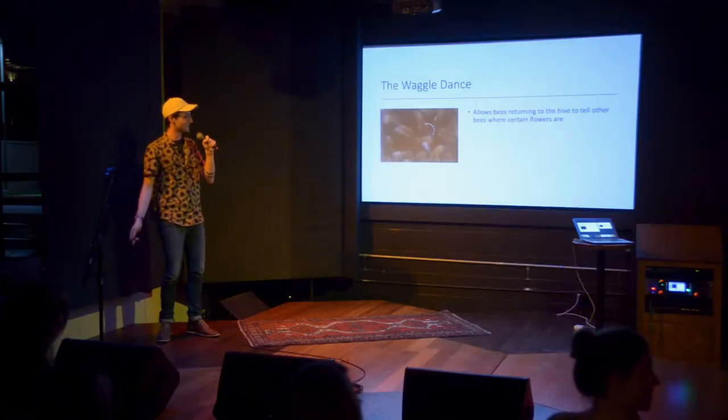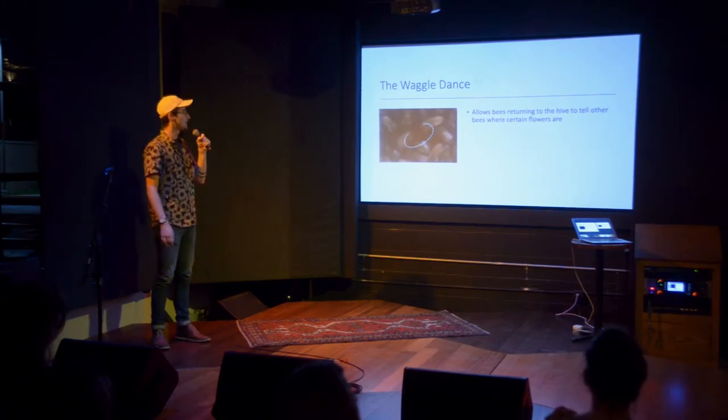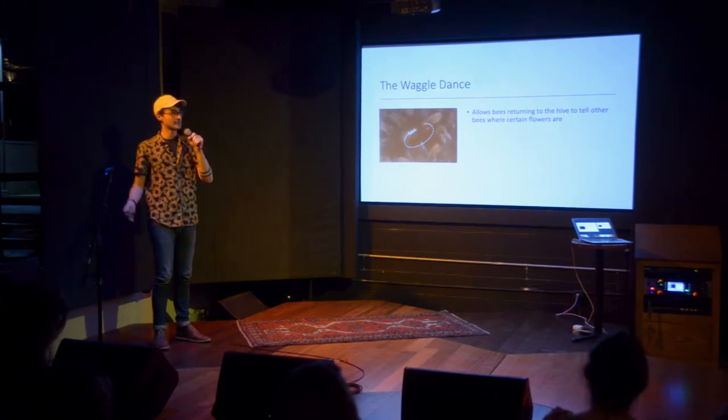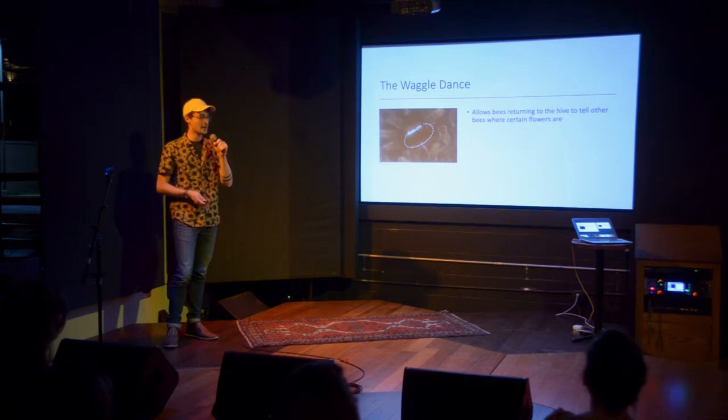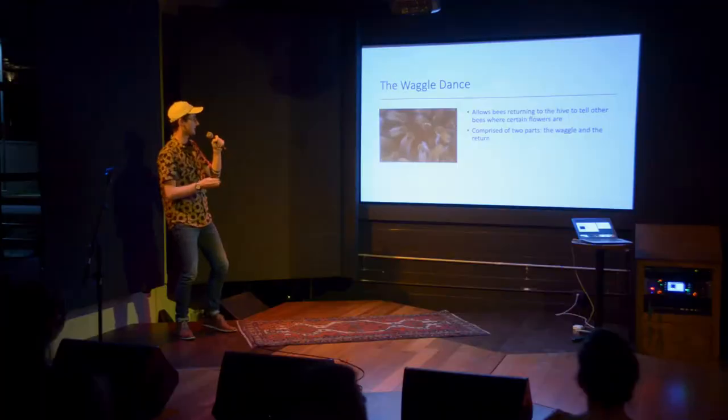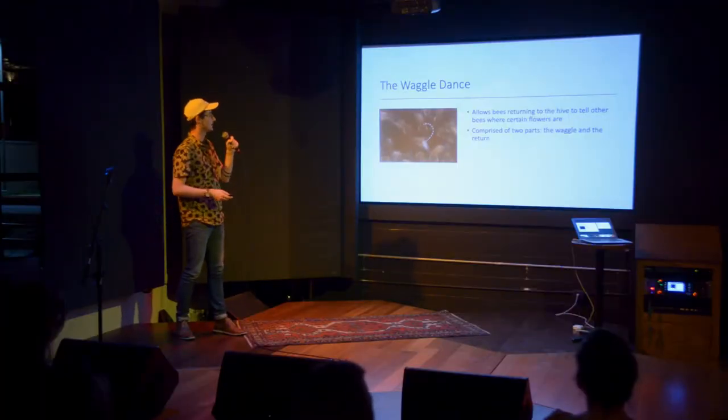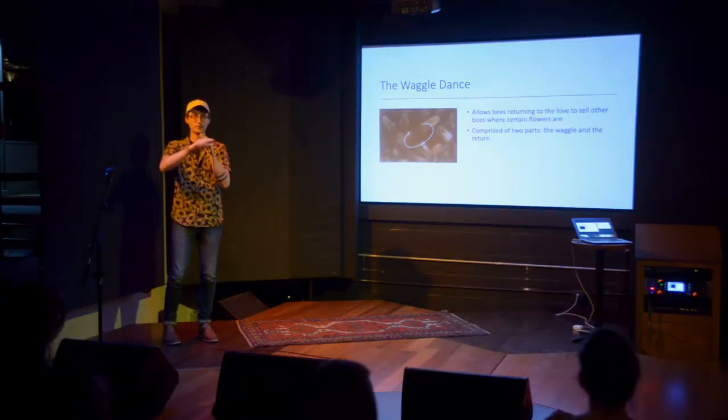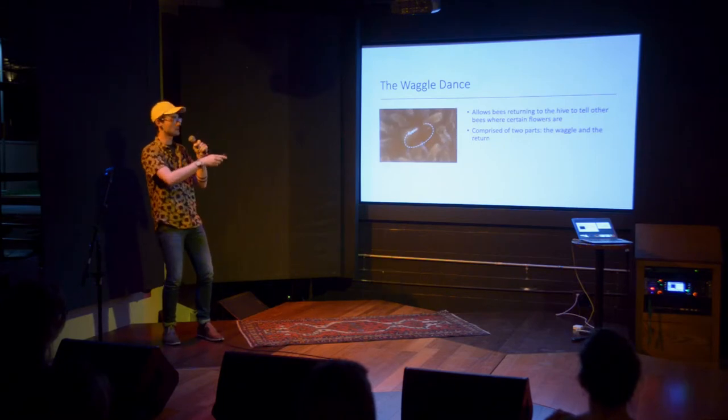To actually talk about the waggle dance a little bit, it's used for bees to tell their sisters as they're returning to the hive where the good flowers are and where they can get the good pollen and nectar. The dance is comprised of two parts. What you see right now is called the waggle. The bee's just shaking around and vibrating really quickly. And the other part of this dance is the return, where the bee loops around and goes back to where it started.